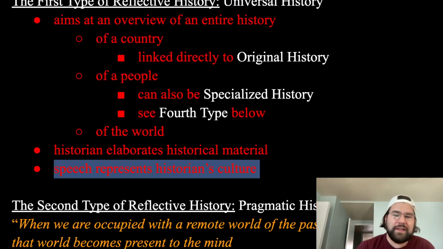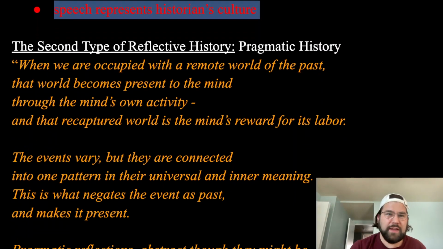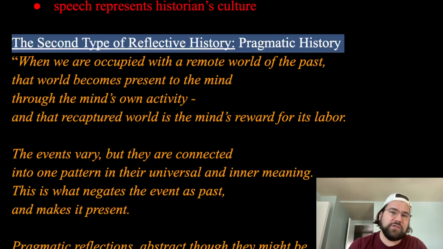I'm not going to write it in Old English, right? Although it might be a history I'm trying to assemble taken from the time of when Old English was the present tongue. So that's the first type. The second type of reflective history is pragmatic.